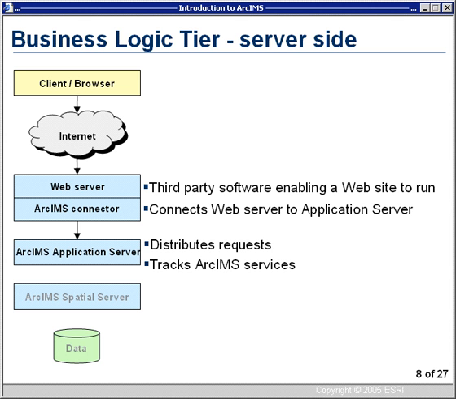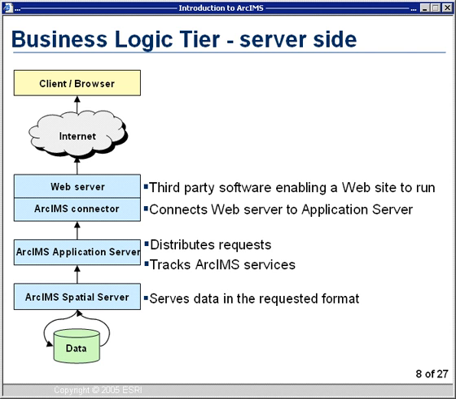The ArcIMS application server is a very important component of ArcIMS. This is the portion that handles the load distribution of incoming requests and tracks ArcIMS services. I sometimes think of this as being similar to a traffic cop, directing the traffic and making sure it continues to flow. Once the request gets to the spatial server, it is time for a response to be put together. It is the spatial server that will look at what the client is requesting, access the source data, and put together a response in the correct format and send it back to the client. This is where all the work is going on.